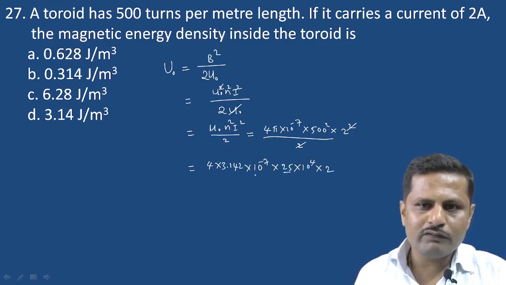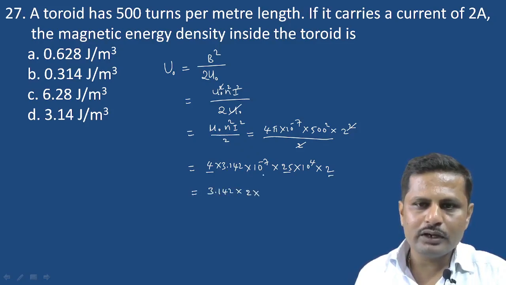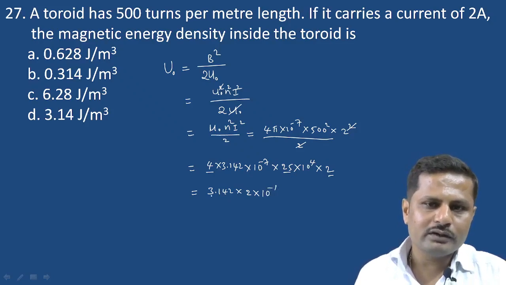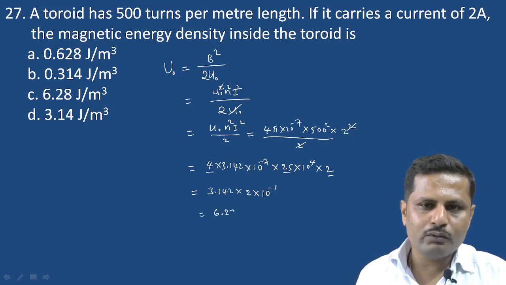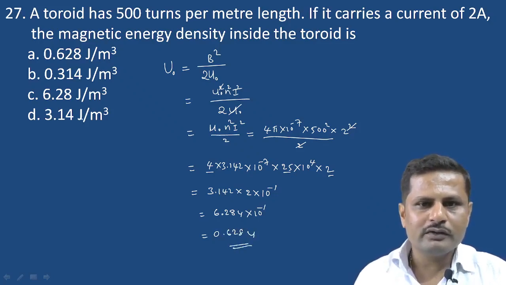So now here we have 25 and 4, this is equal to 100. So 100 into 10 to the power of 4 becomes 10 to the power of 6. So therefore here we can write 3.142 into 2 into 10 to the power of 6 into 10 to the power of minus 7, which becomes 10 to the power of minus 1. So we have 3.142 into 2, that is 6.284 into 10 to the power of minus 1, that is 0.6284 joule per meter cube. So here option 0.628, option A is the right answer.